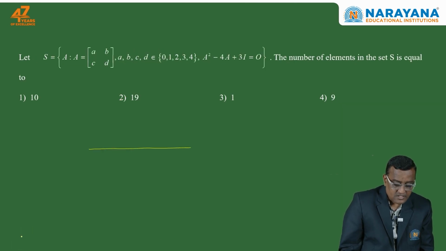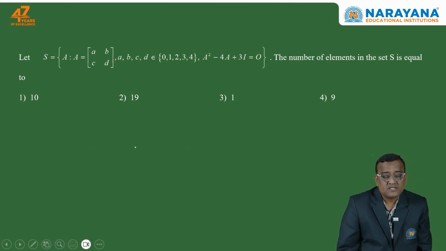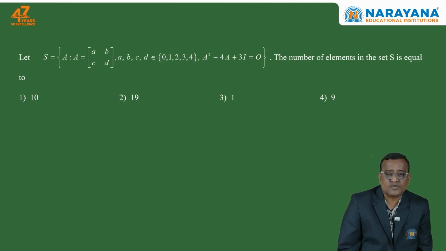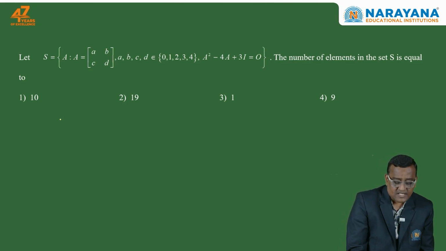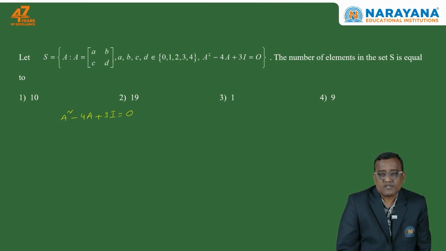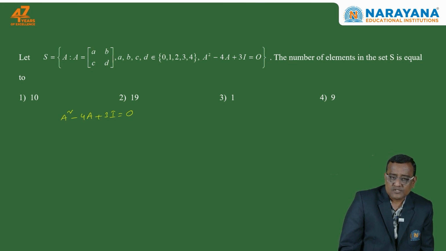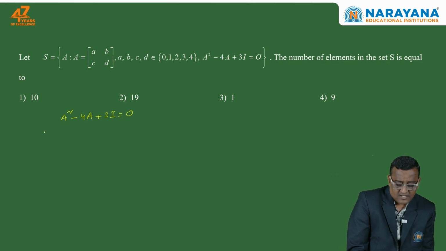Now coming to the next question. Given S is the set of all A, where A is a square matrix [[a, b], [c, d]], the elements of which are from the set {0, 1, 2, 3, 4} and satisfying A square minus 4A plus 3I is equal to the null matrix. We want the number of elements in the set. This A square minus 4A plus 3I is equal to 0 is the characteristic equation of the matrix A. That's why the trace of A is 4 and det A is 3.